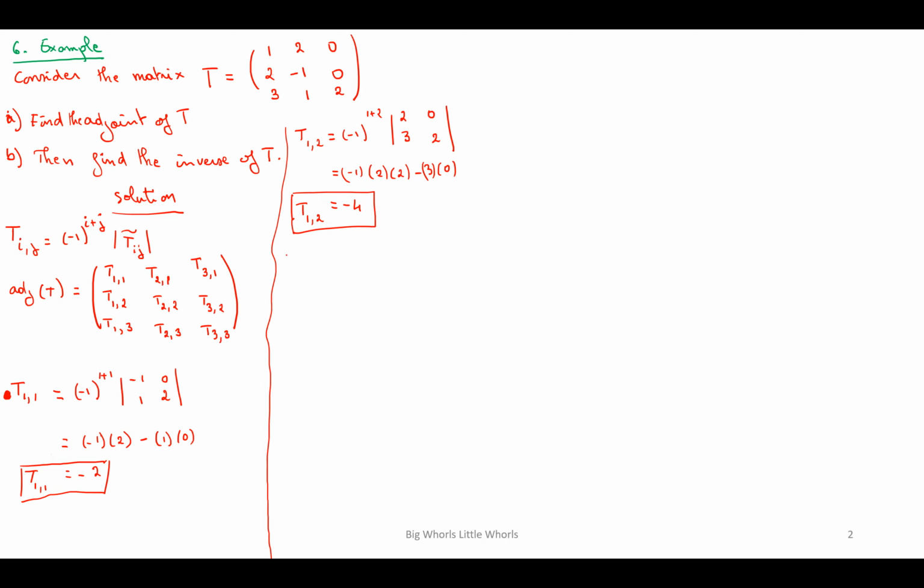Now let's get T13 equals minus 1 to the power of 1 plus 3. The matrix, the minor, we will get by deleting the first row and the third column. So we will be left with 2, 3, minus 1, 1. Okay, so this is going to be minus 1 to the power of 4, which is 1. So we have 2 multiplied by 1 minus 3 multiplied by minus 1.